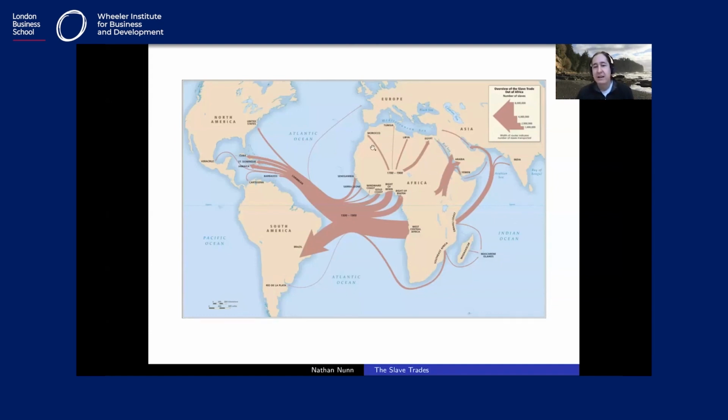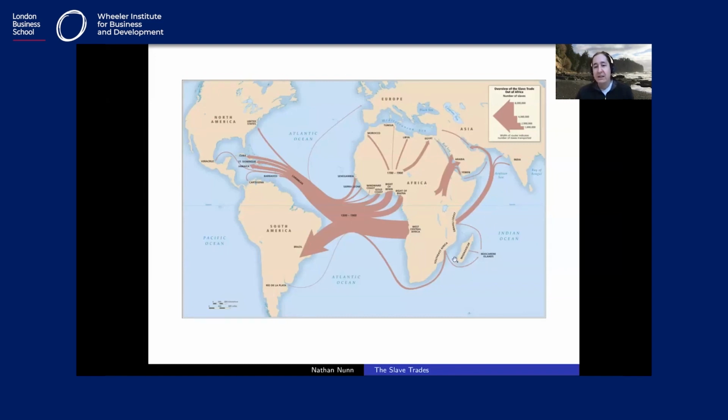One is the trans-Saharan slave trade, where individuals were taken from this area here and shipped to Northern Africa, and from there some to Europe and to other parts of the world, but a lot would have stayed in Northern Africa. There's the Red Sea slave trade, where individuals were enslaved in this area here and shipped through Red Sea ports, typically to the Middle East, and some as far as India even.